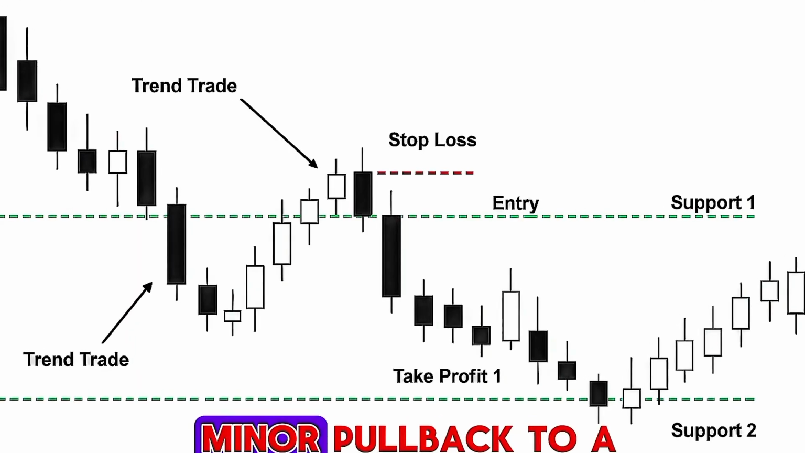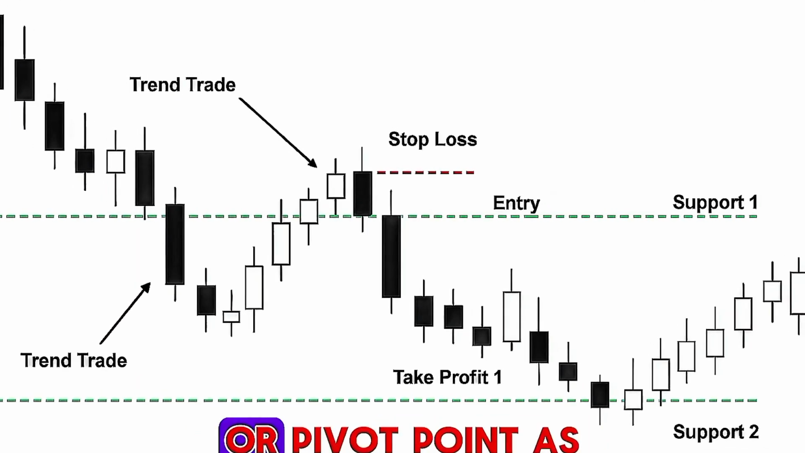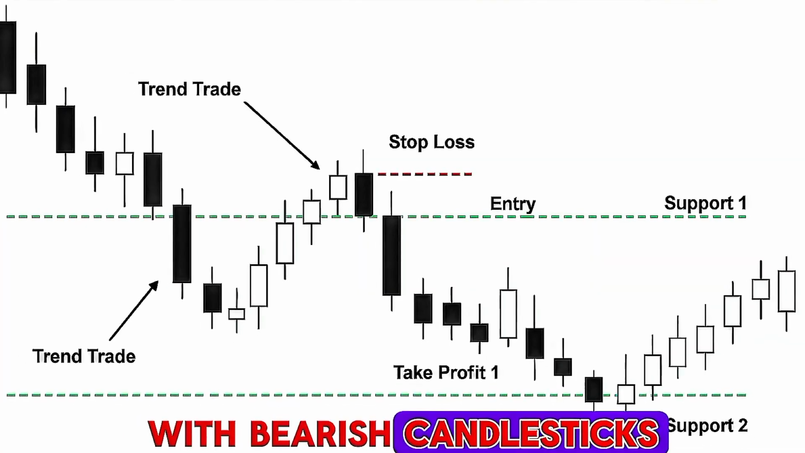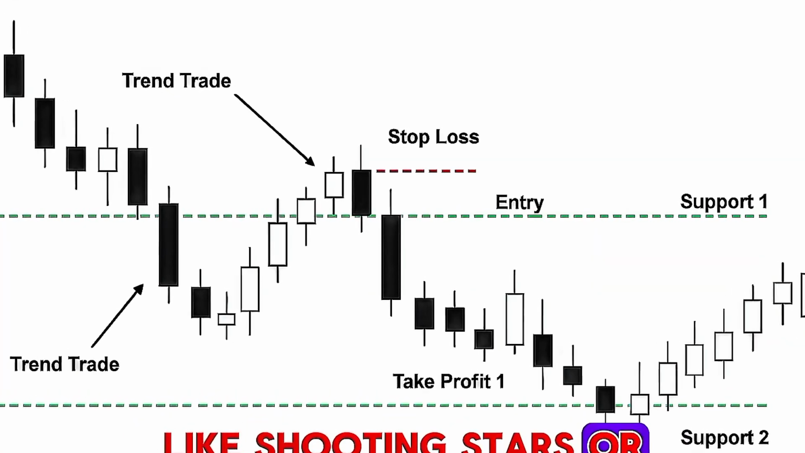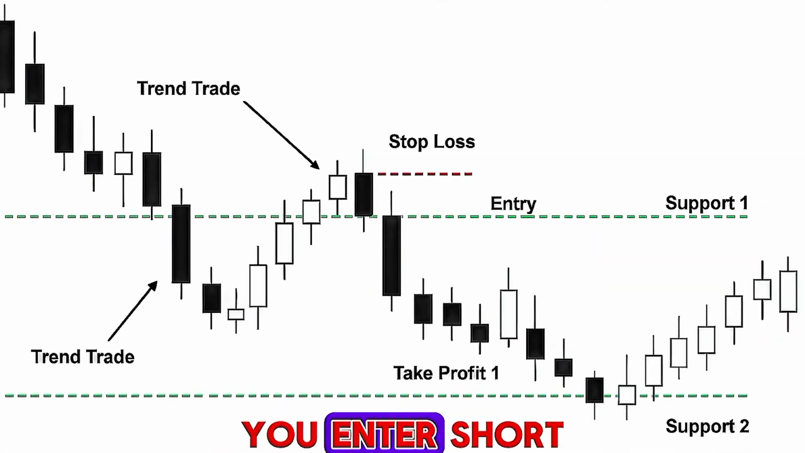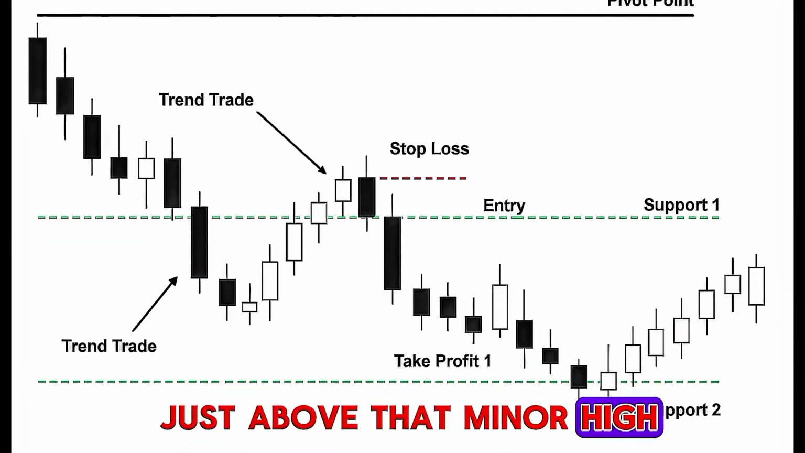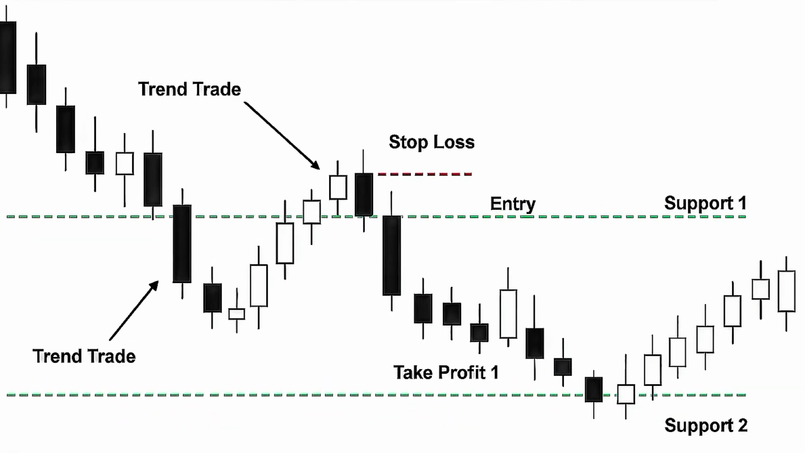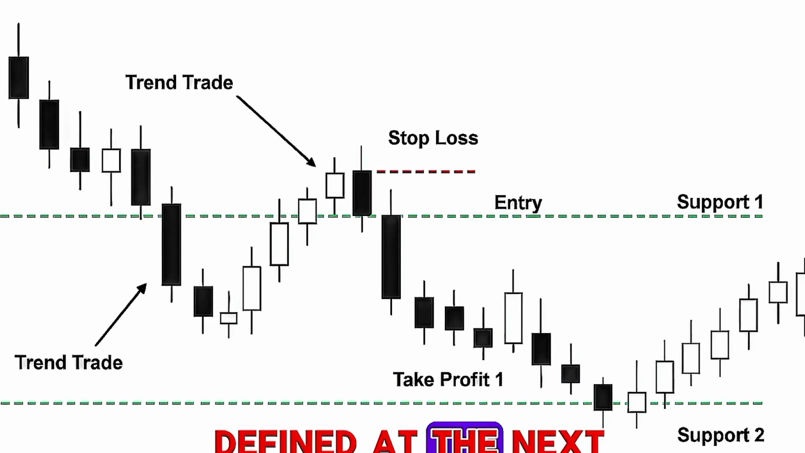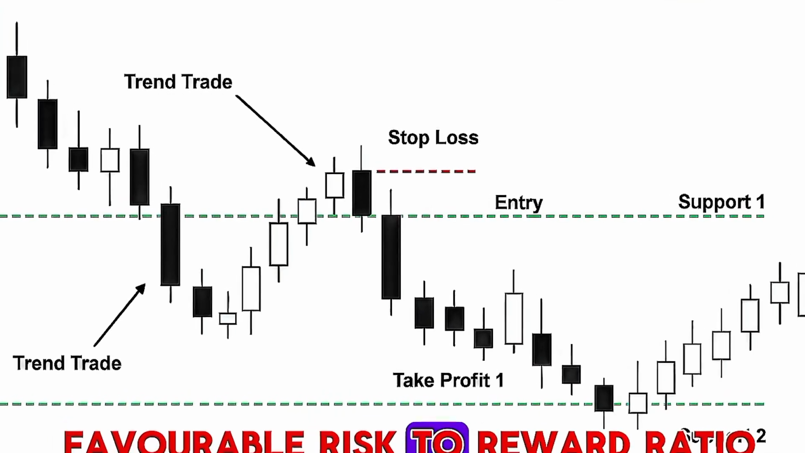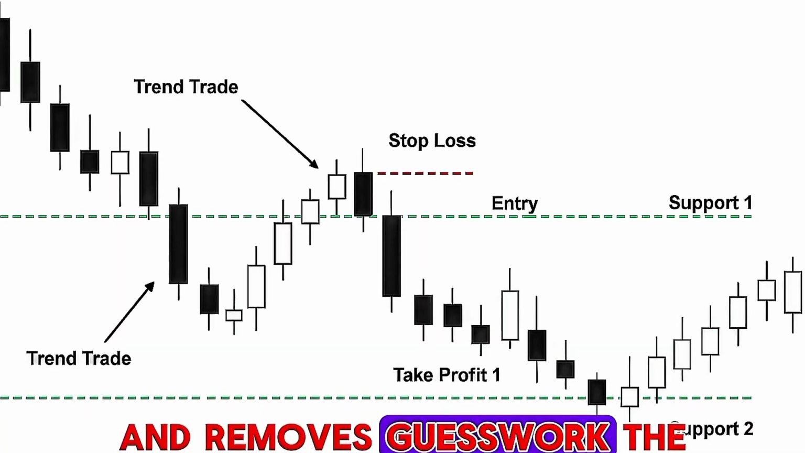You wait for a minor pullback to a known resistance or pivot point. As price rejects that level with bearish candlesticks like shooting stars or engulfing candles, you enter short. Your stop loss goes just above that minor high to protect against whipsaw. The target is clearly defined at the next support level. This setup ensures a favorable risk-to-reward ratio and removes guesswork.